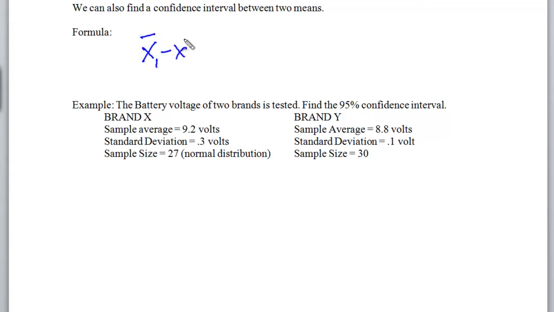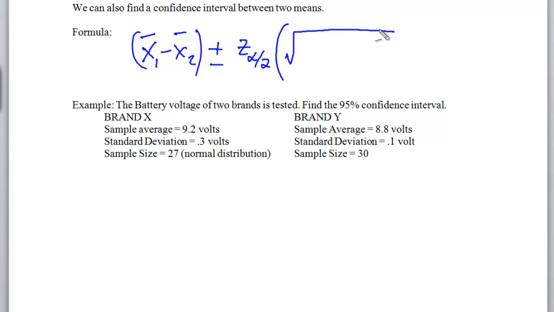I'm taking my average of our two pieces of data. I'm going to subtract them and add and subtract the z sub alpha divided by 2 times the quantity of the square root of our standard deviations squared divided by our sample sizes. So what this does is it really quickly, in one stroke, tests whether or not we're inside of our confidence interval. And let's take a look at maybe two voltages of different brands of batteries.